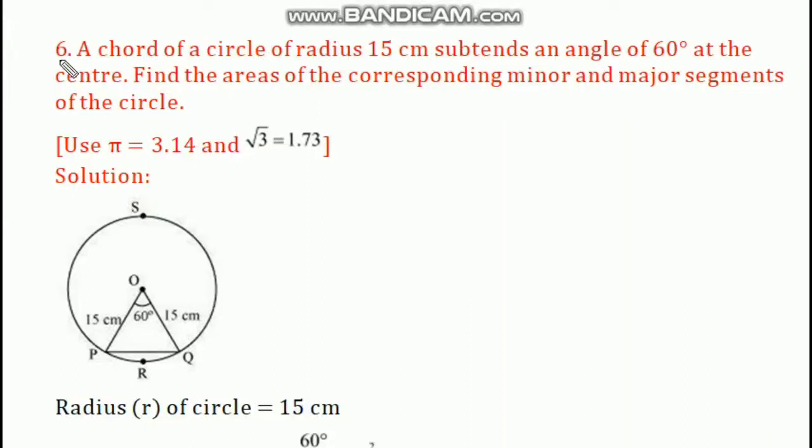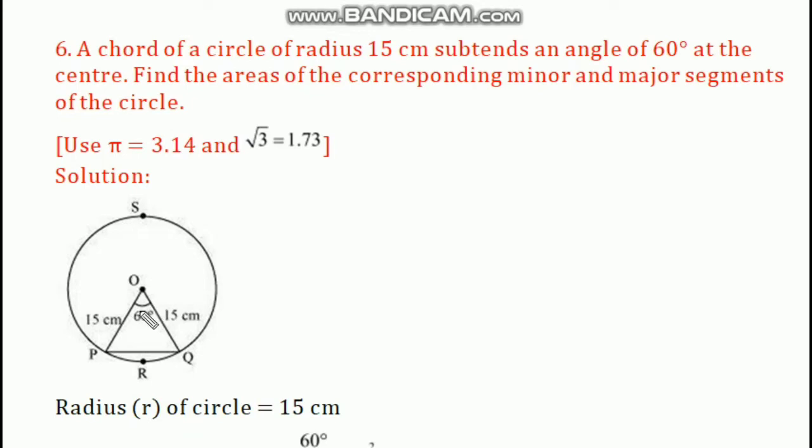Students, let's discuss exercise 12.2 sixth sum. A chord of a circle of radius 15 centimeter subtends an angle of 60 degree at the center. Find the areas of the corresponding minor and major segments of the circle.